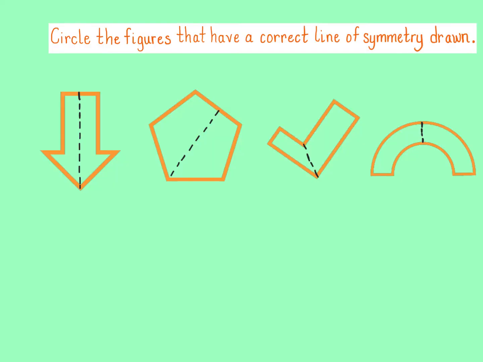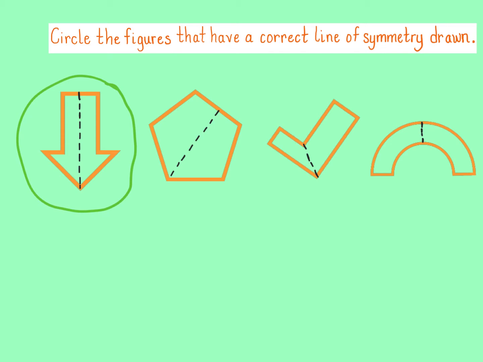Let's work together and circle the figures that have the correct line of symmetry drawn. For our first figure, the line of symmetry is drawn in black. Does this side match this side? Yes. So that has a correct line of symmetry. That is a symmetrical figure.